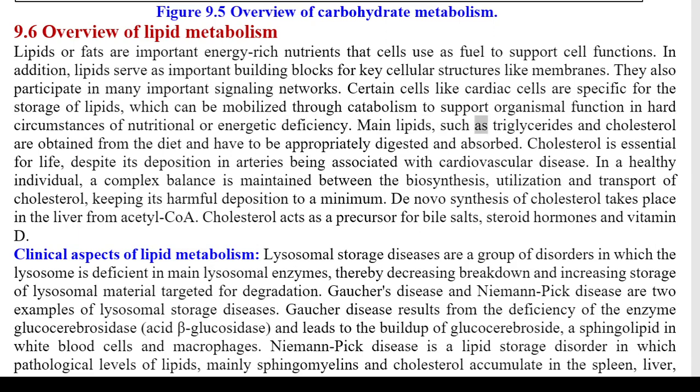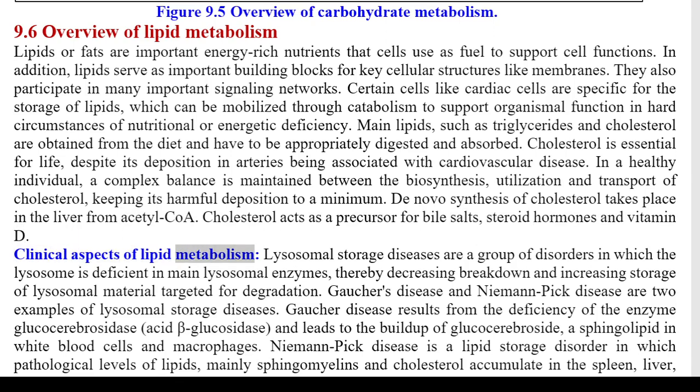Main lipids, such as triglycerides and cholesterol, are obtained from the diet and have to be appropriately digested and absorbed. Cholesterol is essential for life, despite its deposition in arteries being associated with cardiovascular disease. In a healthy individual, a complex balance is maintained between the biosynthesis, utilization, and transport of cholesterol, keeping its harmful deposition to a minimum. De novo synthesis of cholesterol takes place in the liver from acetyl-CoA. Cholesterol acts as a precursor for bile salts, steroid hormones, and vitamin D.